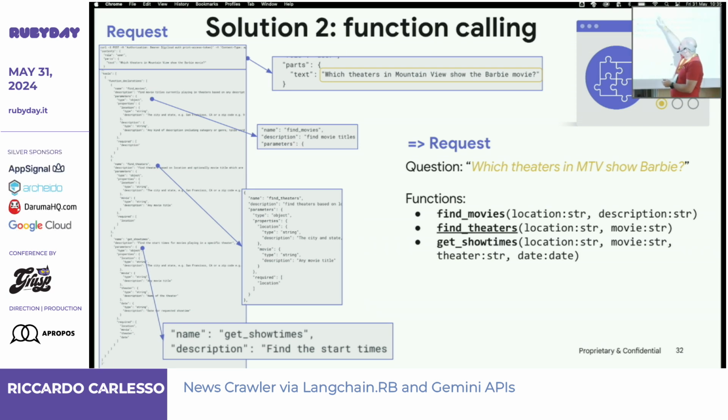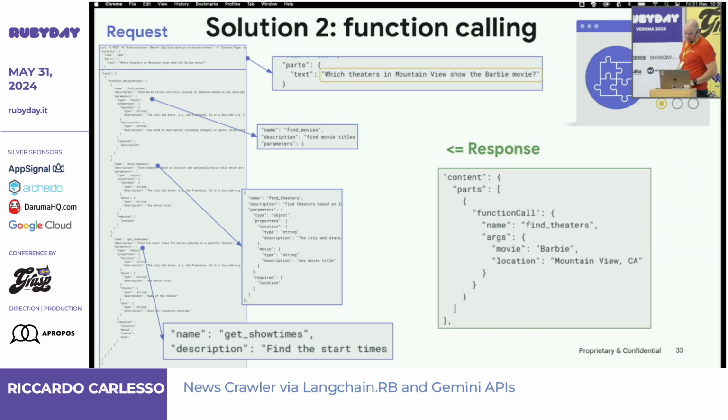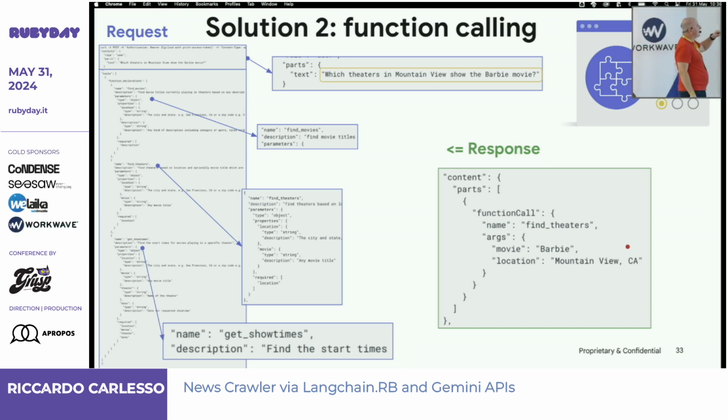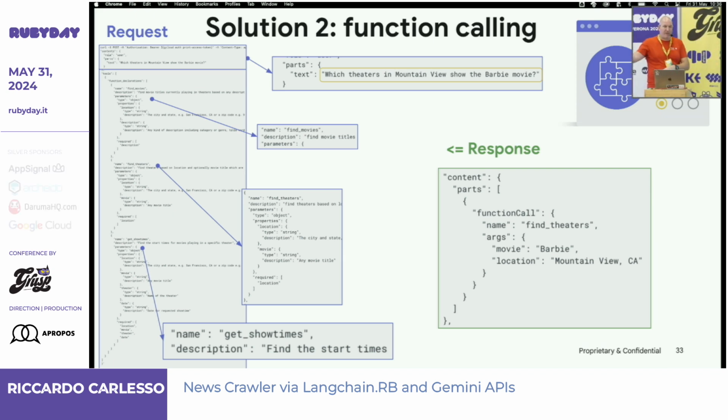And then it tries to work out what is the best function and the best arguments that I need to populate for the tools that you gave me. And in this case it's probably find theaters for Barbie in Mountain View. The only effort that it did is understanding from my question that Mountain View was actually Mountain View in California. It was a simple Google Maps thing. You're an LLM, you know a ton of stuff, right? So you can say Mountain View, I know it's in California rather than in the province of Verona, right? So that's what it does.